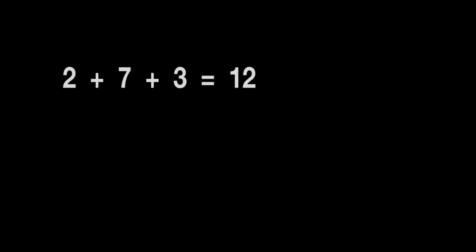So, for example, in the expression where 2 plus 7 plus 3 equals 12, we'll place parentheses around 2 and 7. As you know, we need to add the numbers within the parentheses first. Doing this, we add 2 and 7 to get 9, and then add 3 to get a sum of 12.